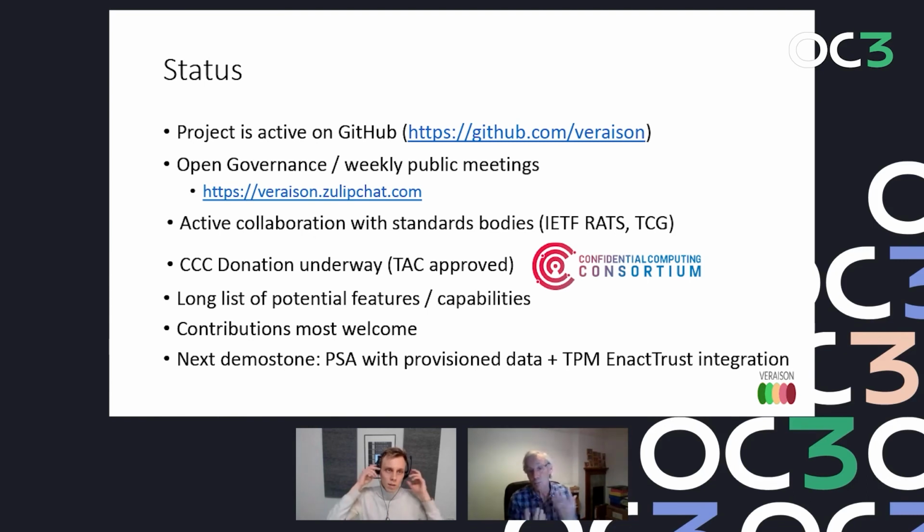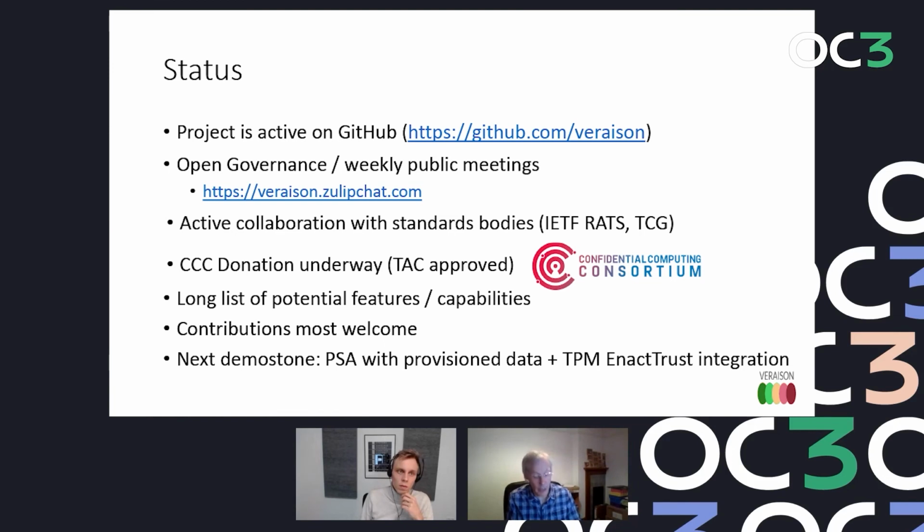Project status: it's up and running, active on GitHub, has open governance, weekly meetings. We have a Zoom channel to conduct business. The project is underway for donation to Confidential Compute Consortium. It has TAC approval for that. As I say, this does not mean we won't work on non-CCC projects, but we think that's probably the strongest community to attract collaborations in this area.